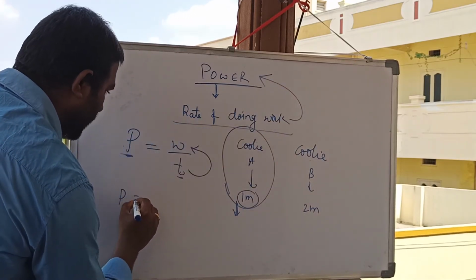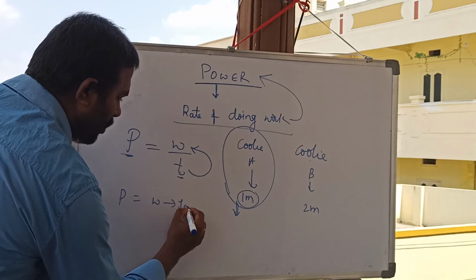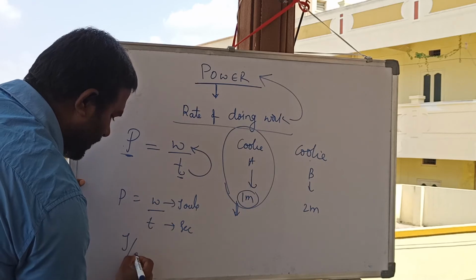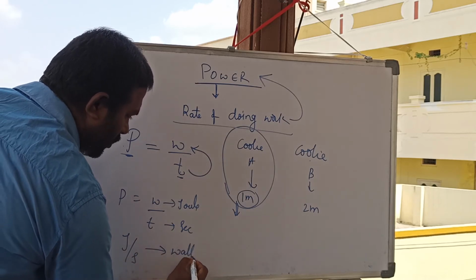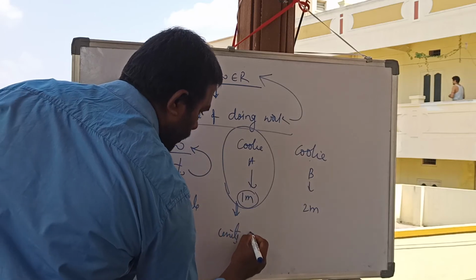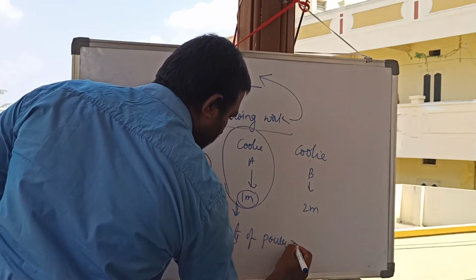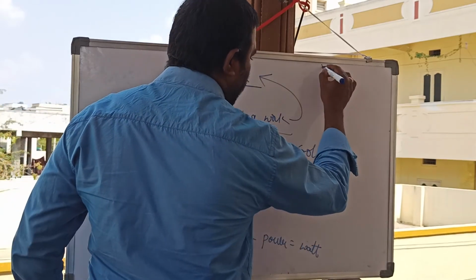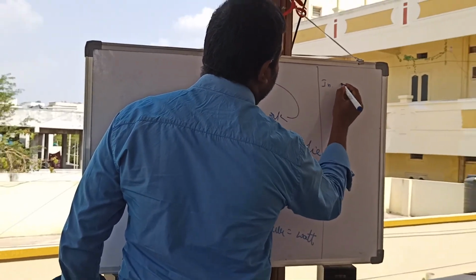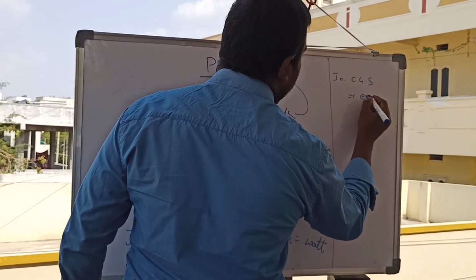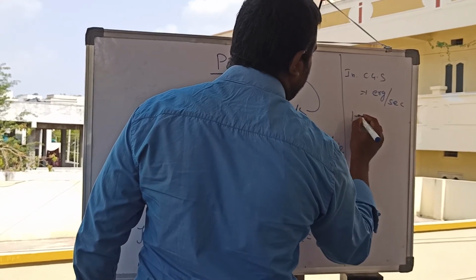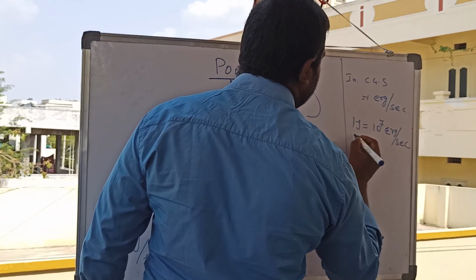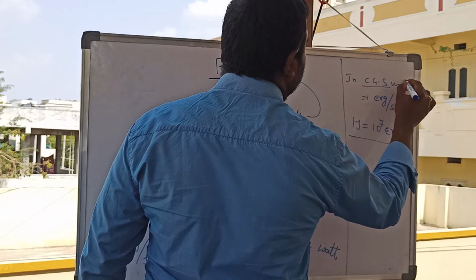Power units. Power is equal to work, measured in joules, divided by time, measured in seconds. So joule per second is nothing but watt. So the unit of power is watts. You know that in CGS it is ergs per second. So 1 joule is equal to 10 to the power of 7 erg, so 1 watt is 10 to the power of 7 erg per second. This is the CGS unit, erg per second.